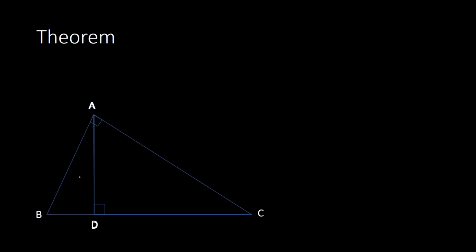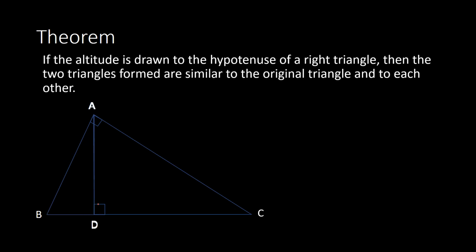In a moment, we're going to use the geometric mean to solve different things. But first we need to introduce you to a theorem. This theorem says that if you have a right triangle, this big right triangle ABC, and then you have this altitude drawn from the vertex of the right angle down to the hypotenuse, then the different triangles that are formed will all be similar.